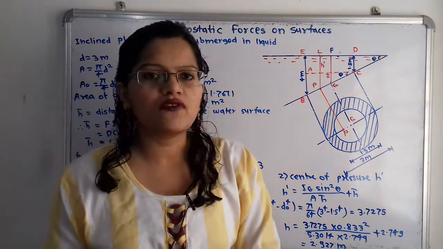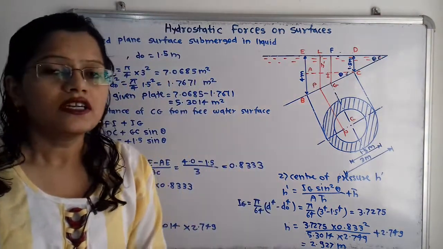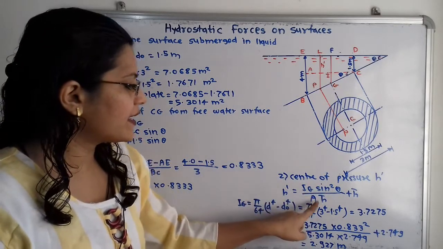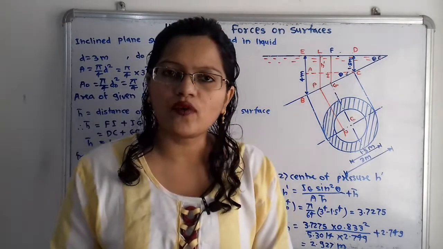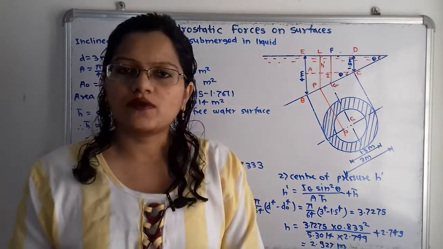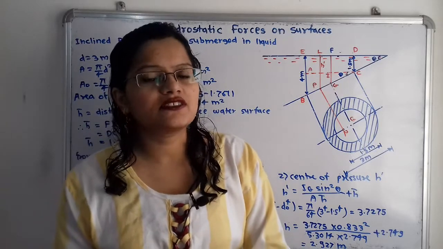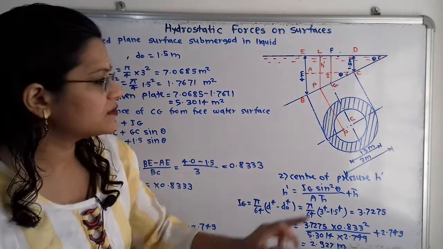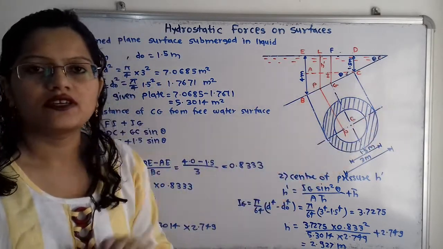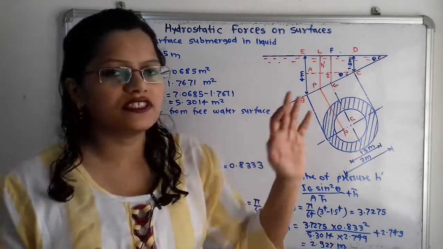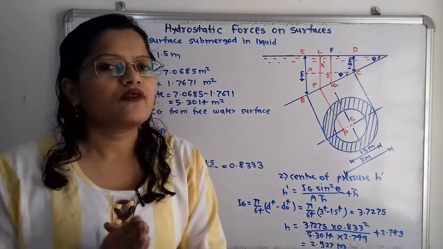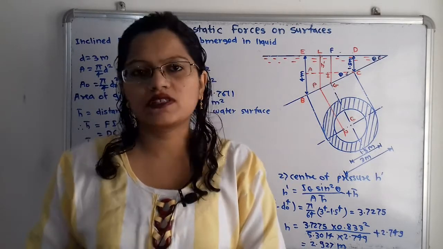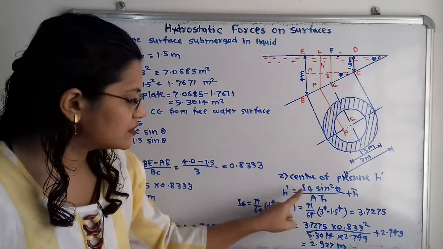So what is the formula for the h dash for a circular shape area? Here h dash is equal to Ig sin square theta by A h bar plus h bar. So this is the formula. Ig means the moment of inertia about the axis passing through the center of gravity point. So the axis is passing through this point G, and we have to find the moment of inertia about the axis passing through this point G. That's why the suffix g is used.